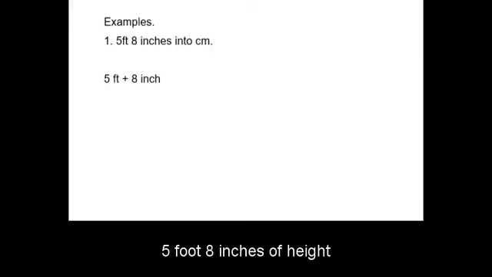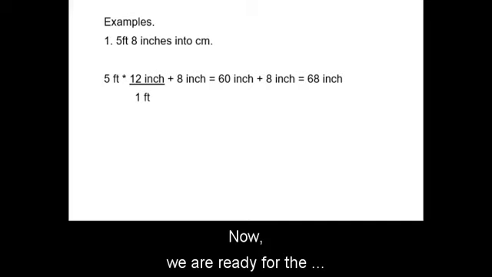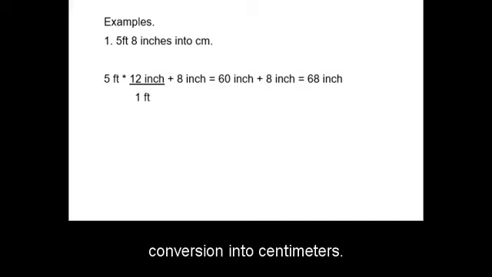Here is an example of mixed units. 5 foot 8 inches of height is the same as adding 5 foot plus 8 inches. We first need to convert to a common unit. Now we are ready for the conversion into centimeters.